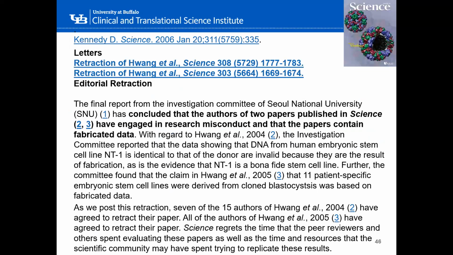These falsified papers were then retracted, and the editor-in-chief of Science at the time was Donald Kennedy, who was at the time also the president of Stanford University, published these retractions.